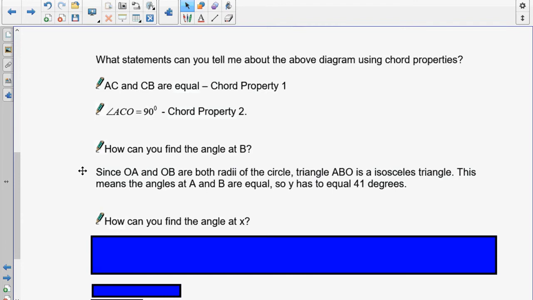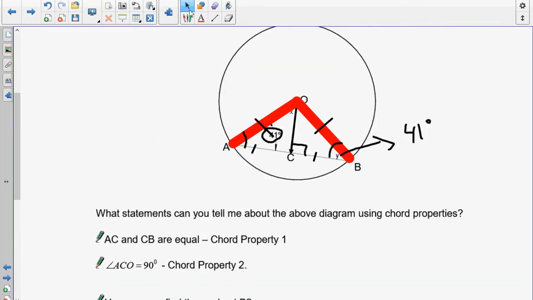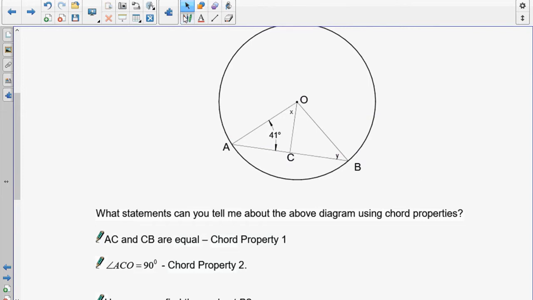Okay, now how can you find the angle at x? I'm just going to take all this stuff out of here for a second so we don't have to mess with it. Here is x right there. This is what I want to find, this angle right there. So pause the recording and find angle x.